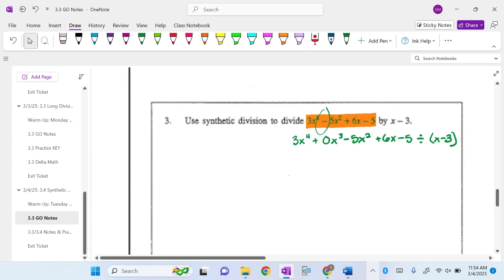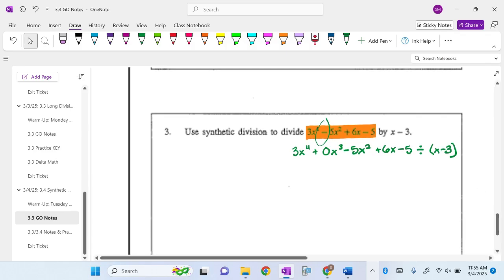Now, the reason you have to do that is if you don't include that 0 for the x cubed, it'll screw your division up. Just trust me on that one. What it will do is skip over one of your variables that you need, so you'll end up with an x instead of a constant in your final answer.